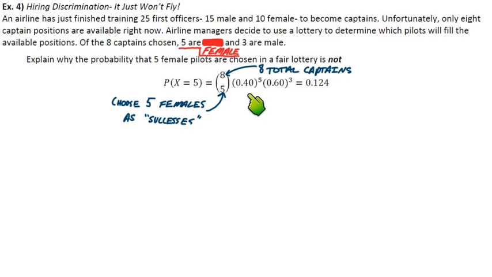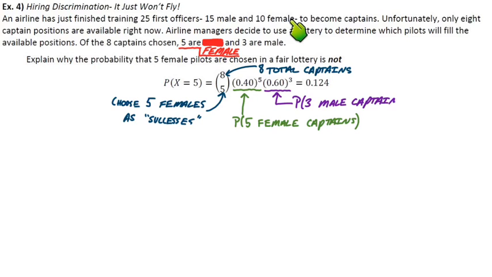And then 0.4 to the 5 means 10 out of the total 25 officer candidates were female. So that'd be 40% female successes for 5. So the 0.4 to the 5, that's the probability of getting the 5 female captains. And then 0.6 to the power of 3, well, that's because 15 out of the 25, or 60%, were male candidates. So that would be the 3 male captains. So is this not representing the scenario correctly?